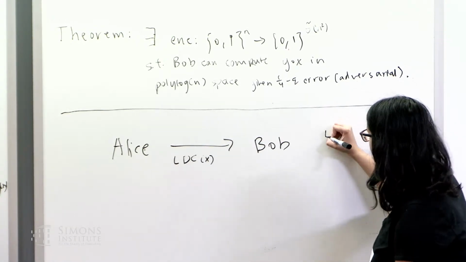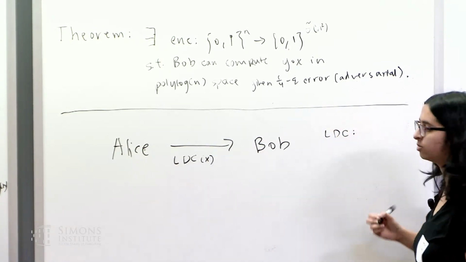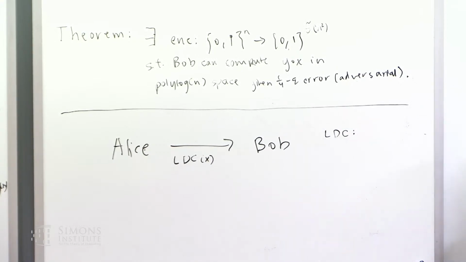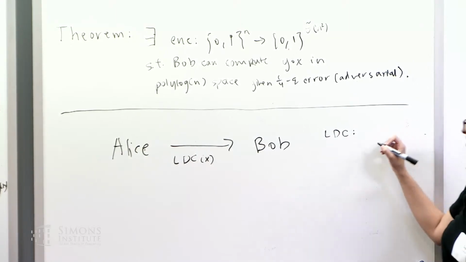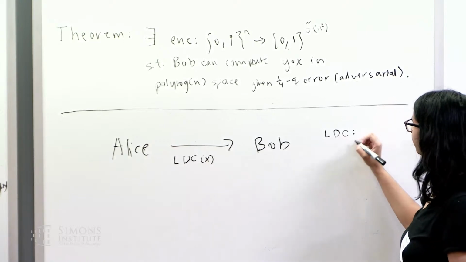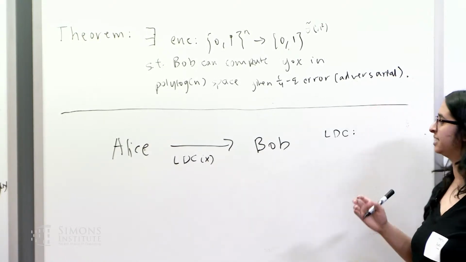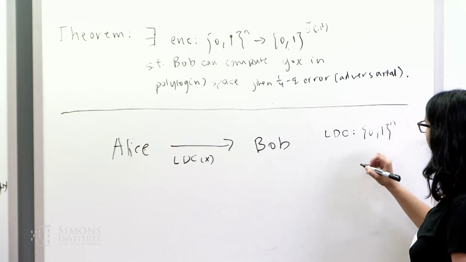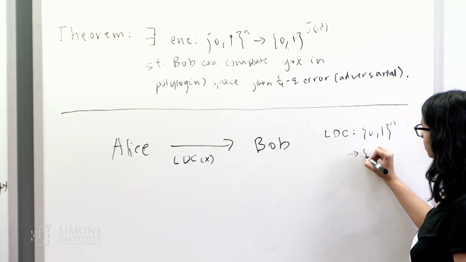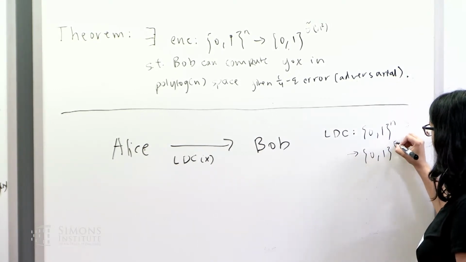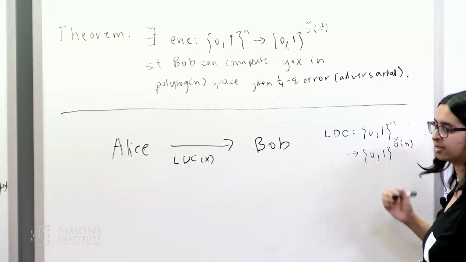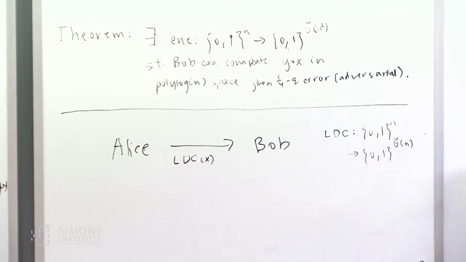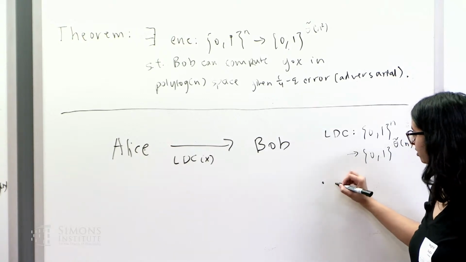Let's define what an LDC is. We're going to be using polylog query LDCs. What's an LDC? A locally decodable code. So let's say what that means. An LDC is an encoding that maps strings of length n to strings of length slightly longer than n. In this case, they're going to be O tilde of n, but it doesn't really matter. And importantly, they're going to have the following properties.